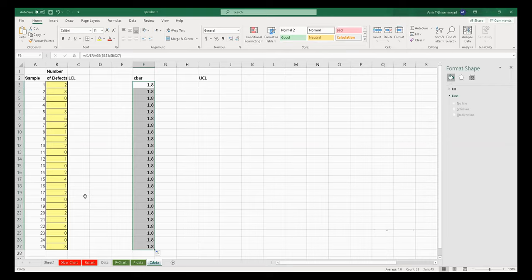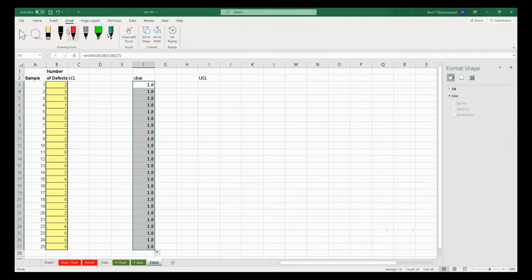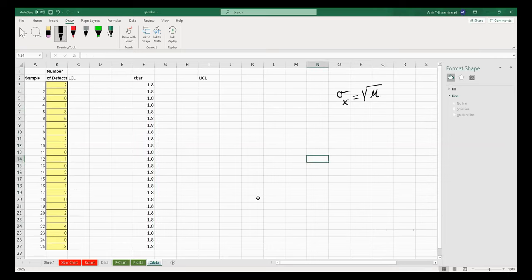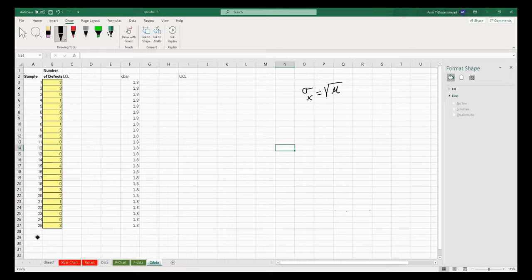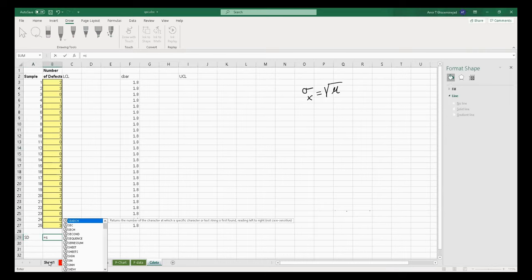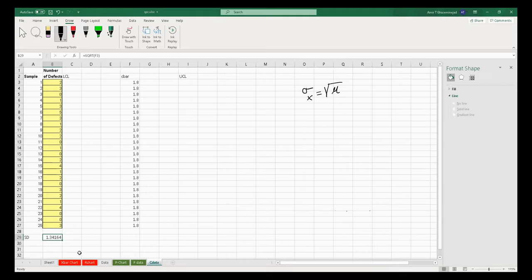Some of you may remember from your statistics class that the standard deviation of a Poisson distribution is the square root of the mean, and the variance is the mean. So if you want to go three standard deviations above the mean and three standard deviations below the mean, we need the standard deviation first. Standard deviation would be the square root of our mean. And then you will use three standard deviations above the mean, three standard deviations below the mean.